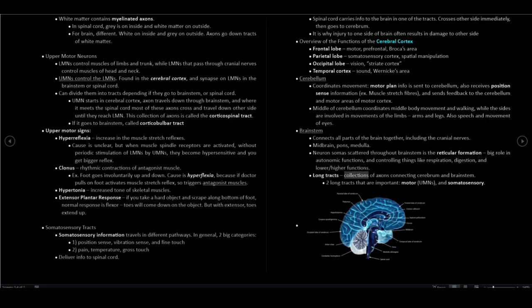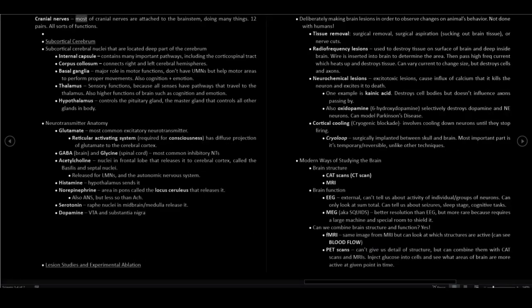Long tracts, collections of axons connecting cerebrum and brainstem. Two long tracts are important: motor, UMNs, and somatosensory. Cranial nerves: most of the cranial nerves are attached to the brainstem, doing many things. 12 pairs, with all sorts of functions.